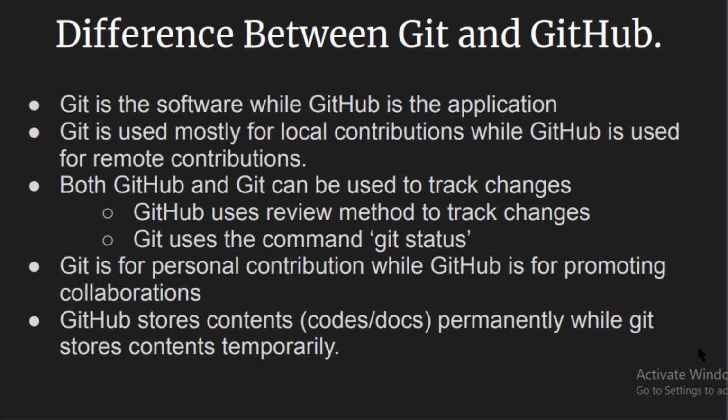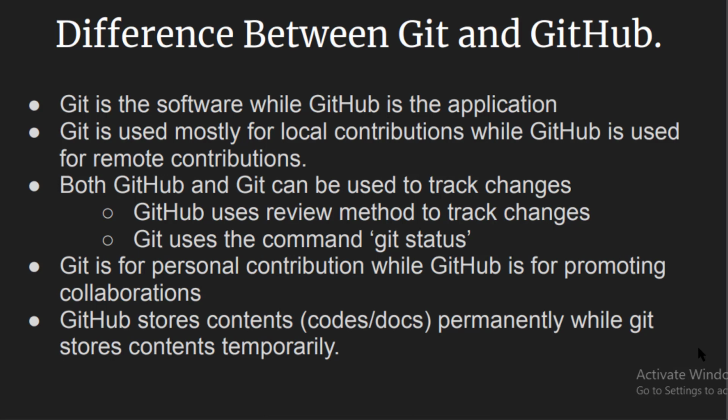Next, Git is used mostly for local contributions, while GitHub is used for remote contributions. You can use both to make contributions, but when you use Git, you store it on your local repositories, which is on your machine. But GitHub is when you push it online, where everyone can see the contributions you've made.